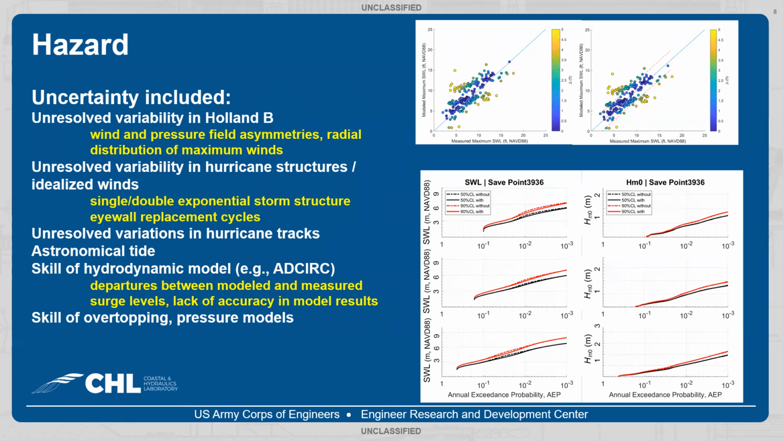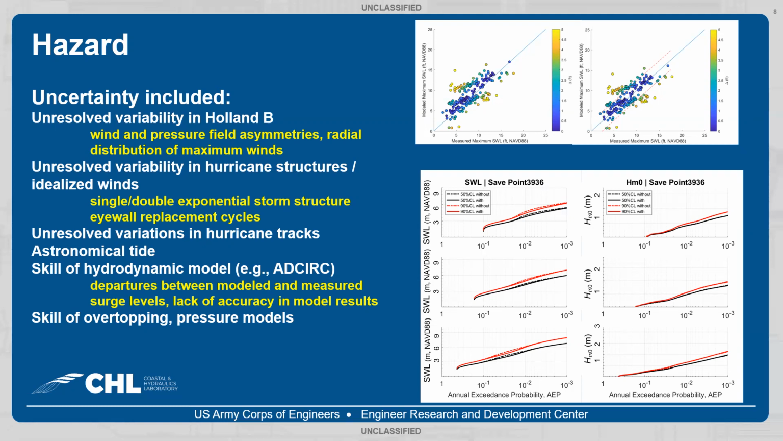And this slide summarizes the main contributions, including unresolved variability of Holland B, hurricane structures, and hurricane tracks. Astronomical tide was considered an uncertainty because it's small. Skill of the hydrodynamic model, ADCIRC and STWAVE in particular, was quantified, and ADCIRC predictions are shown in the upper right versus high water marks, and you can see quite a bit of scatter there. Skill of overtopping model and pressure models were quantified and included in our stochastic simulation.